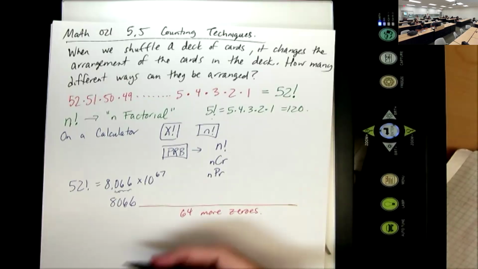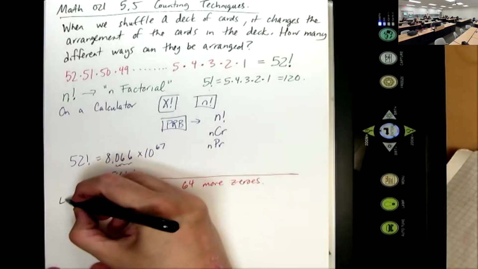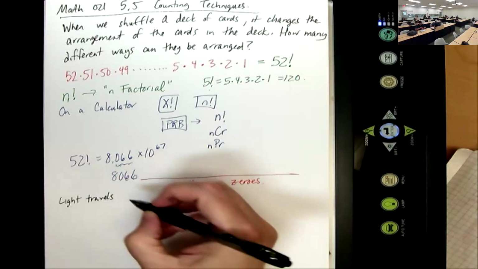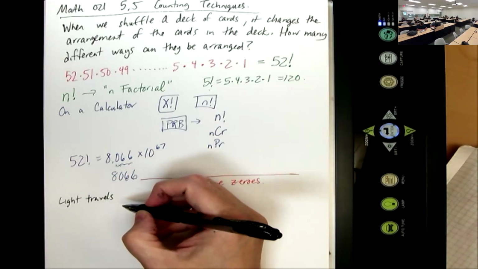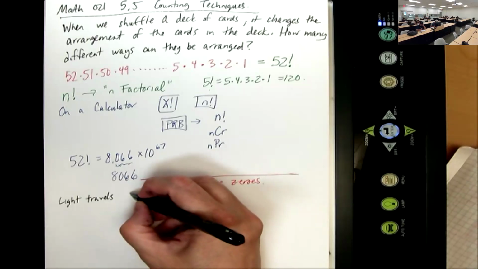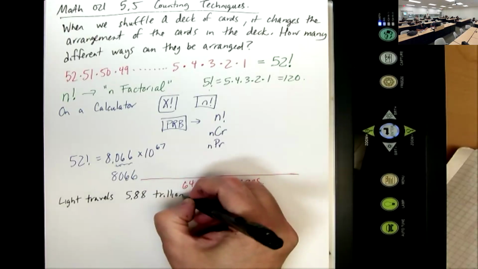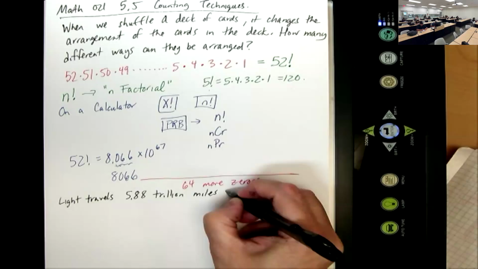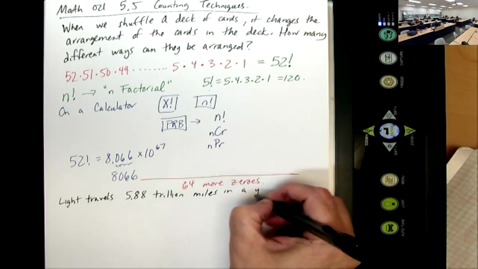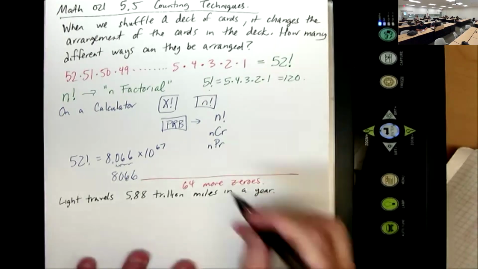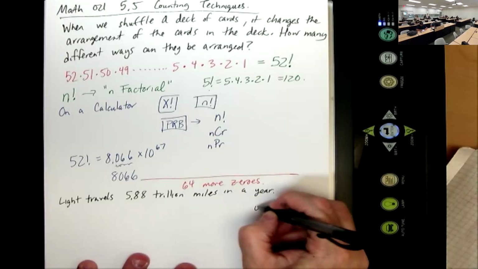To put this in perspective, light travels, I got it written down over here, 5.88 trillion miles in a year. Light is the fastest thing possible. It only travels 5.88 trillion miles in a year. How many zeros is that?